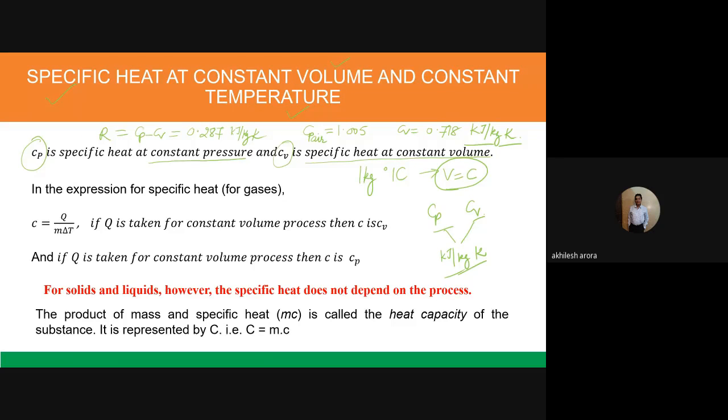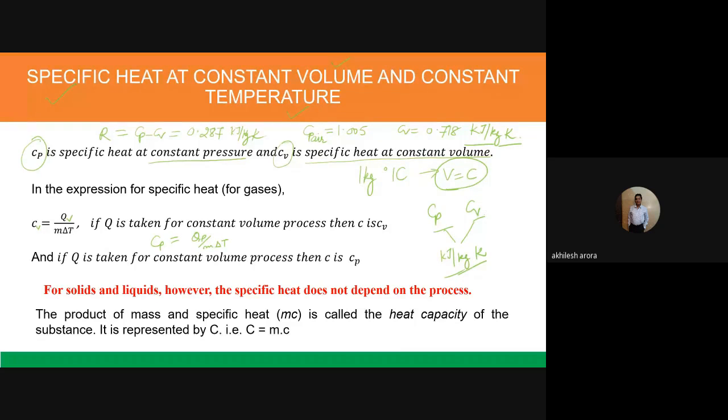Now, that means it's very simple. If I want to calculate Cv, then here I have to take Qv, that means heat transferred during the constant volume process. If I am calculating small Cp, then I will be taking Q during the constant pressure process divided by M into delta T. So this will be the value of the Cp or the specific heat at constant pressure.